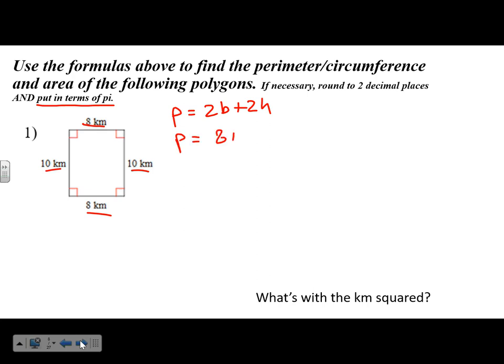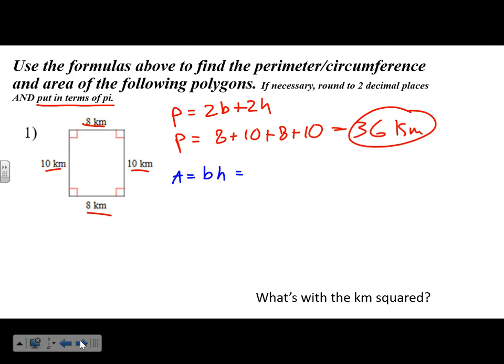8 plus 10 plus 8 plus 10. It's a little bit more work and a little bit more writing down, but it's nice because it's always the same. So 8 plus 10 plus 8 plus 10 is 36. That's the perimeter. Technically, it'd be 36 kilometers, but I'm not going to worry too much about that. And the area is base times height. So the base is 8 and the height is 10.